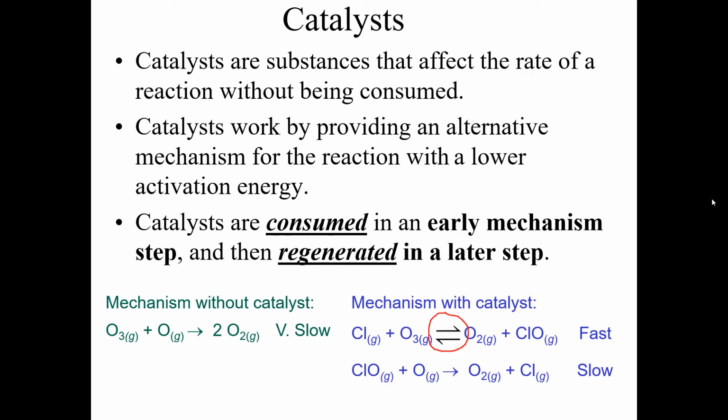Notice that in the first step of this mechanism, there is this monatomic chlorine, and notice that in the second step, that same species is released as a product. In other words, monatomic chlorine is consumed in the first step of the mechanism and then regenerated in the second step. And that is how we identify that this chlorine atom is a catalyst for this reaction.